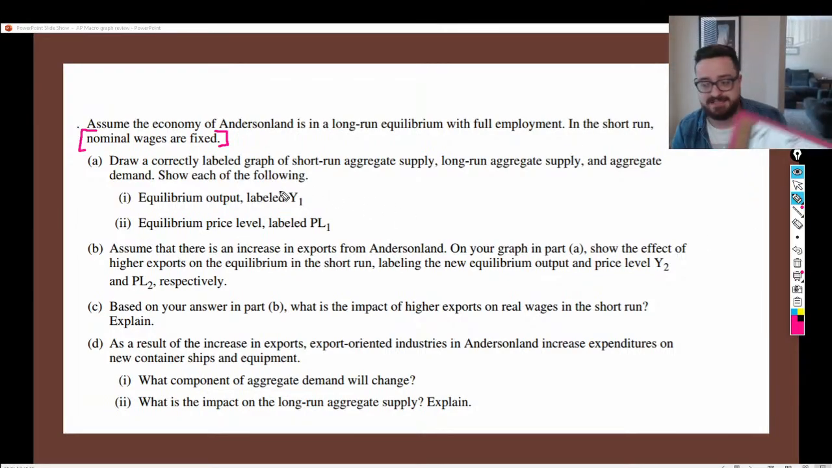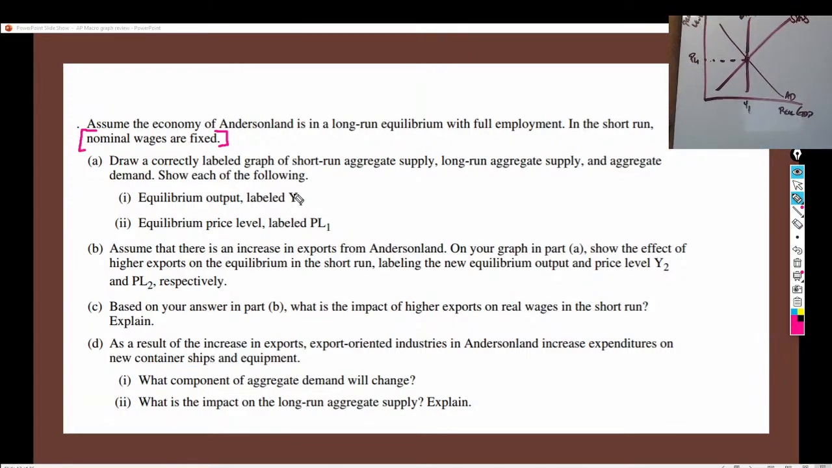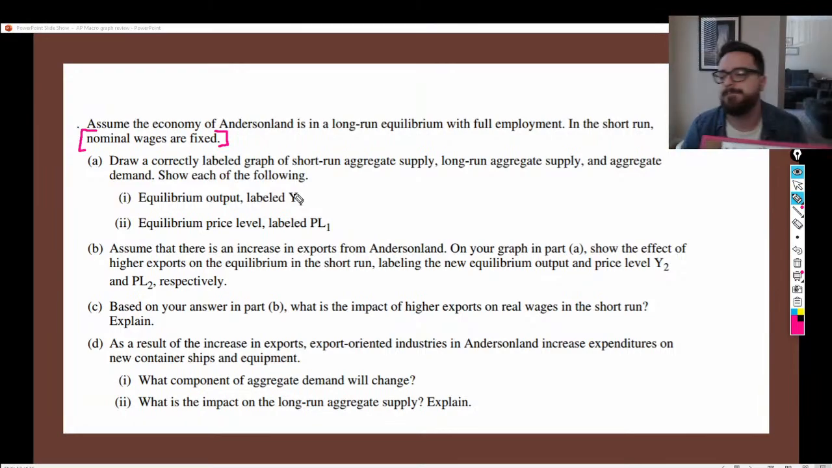I've actually kind of messed up here. They would have probably been fine with me doing this on the AP exam on this one because that's a very normal abbreviation. But it does tell me to label it Y1 and PL1 here. So I should have done that. It's a thing to go back and double check before you submit, like, oh wait, they asked me to label it like this.